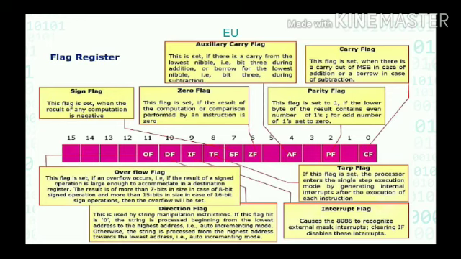Number 3. Auxiliary carry flag. This is set if there is a carry from the lowest nibble, that is bit 3, during addition, or a borrow for the lowest nibble, that is bit 3, during subtraction. Number 4. Zero flag. This flag is set if the result of the computation or comparison performed by an instruction is 0. Then sign flag. This flag is set when the result of any computation is negative.